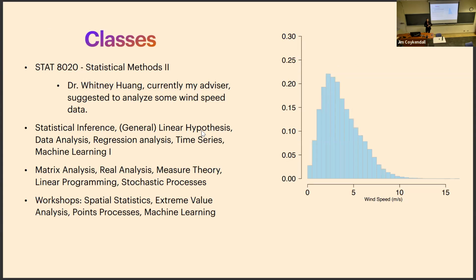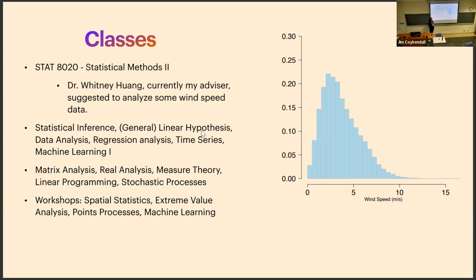So everything started in my Stat 8020 class. It was taught by Dr. Whitney Huang, and he asked us about our research interest. At that time, I wanted to work with time series data, that is data that is measured over time. And he suggested that I look at some wind speed data, see how I feel about it. Maybe we can collaborate on some project. And that's how he became my advisor, and that's how my work on wind speed and wind direction came alive.